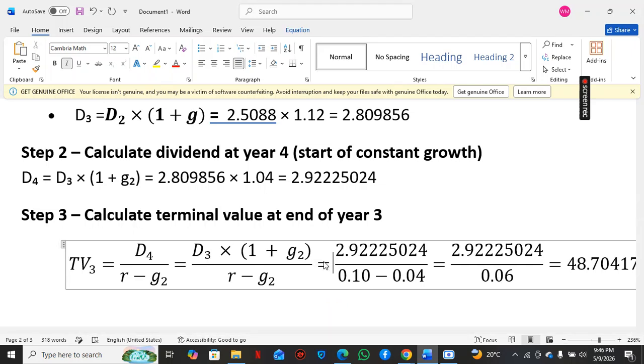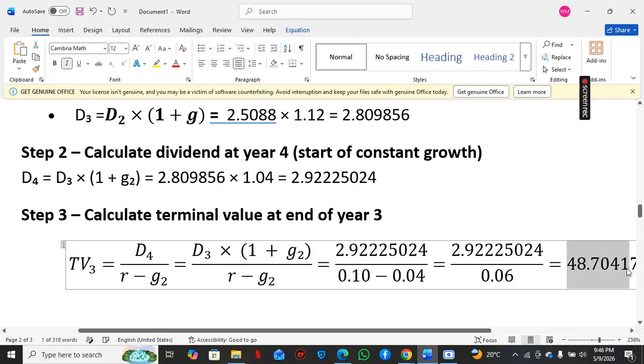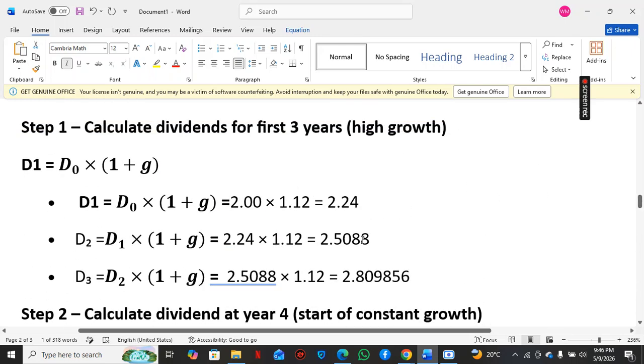Now, once I've calculated the expected dividends for year 1 to year 3 and the terminal value, which applies from year 4 going onwards, you are going to discount this into today's value. You're going to get the present value of all this money in the future. This terminal value, we're getting its present value. These expected dividends, we're getting their present values.